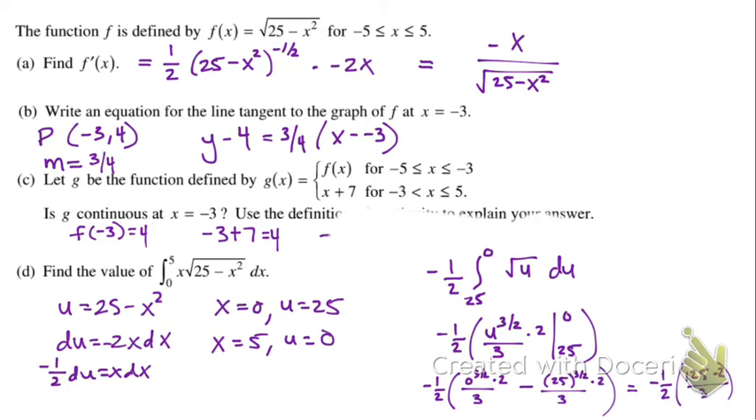125 times 2, put it up here, 125 times 2 is equal to 250 over 3. 250 over 3 doesn't simplify actually. So at this point, I can simplify the negative 1/2 with the 250. So 250 divided by 2 takes me back to 125 again. So this is negative 125 over 3.